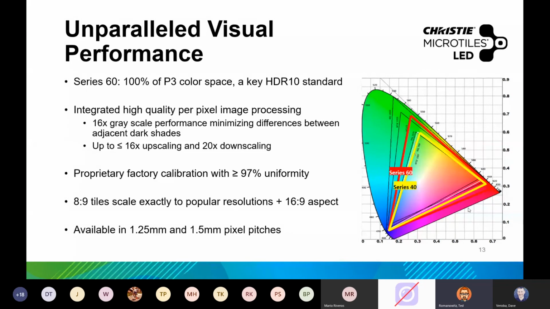And color is an important part of the HDR experience as well. We have 4 versions right now of MicroTiles LED. It's available in 1.25 and 1.5 millimeter pixel pitches. And we have 2 series. The Series 60, which you can see on the chart on the right, shows you in red the Series 60 color space, which is truly 100% of Cinema P3 color, which is a key part of what is intended to be delivered in the HDR realm.